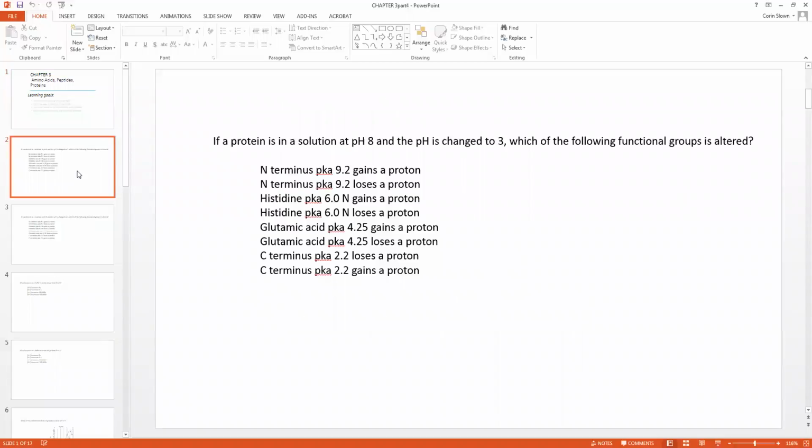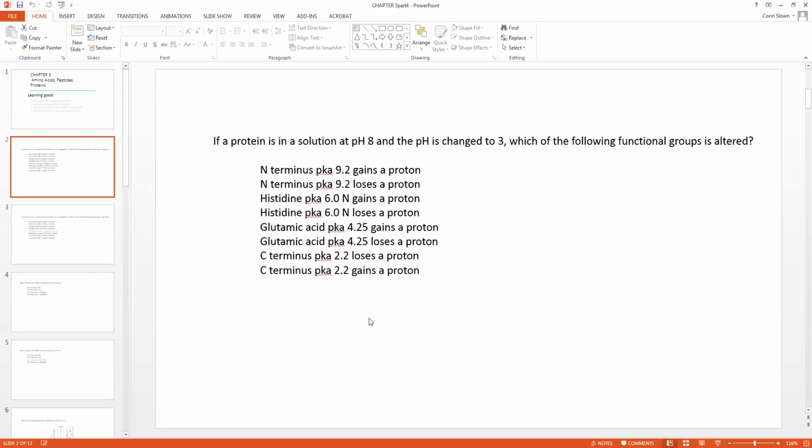So the first problem is, if a protein is in a solution at pH 8 and the pH is changed to 3, which of the following functional groups is altered? And you have a choice. The N-terminus pKa 9.2 gains a proton versus the N-terminus losing a proton. Histidine pKa gaining versus losing. Glutamic acid gaining versus losing. And then the C-terminus pKa gaining versus losing.